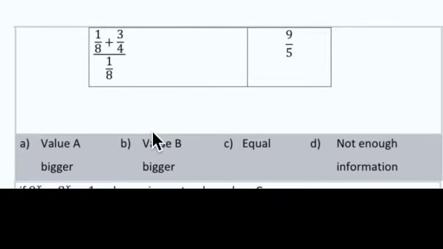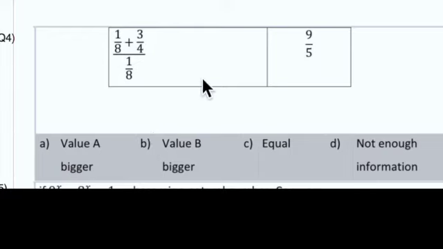Question 4, 1 over 8 plus 3 over 4, over 1 over 8 and 9 over 5. You can check the numerator. You have 3 over 4 and 1 over 8. How can we add both? You multiply this fraction's numerator and denominator by 2. So it will be 6 plus 1, which equals 7, over the same denominator, which equals 8, and you have 1 over 8.